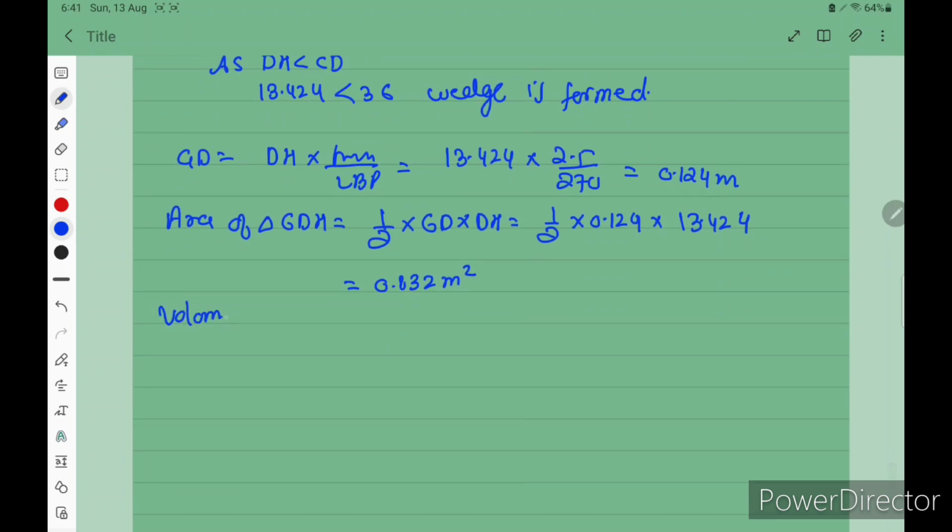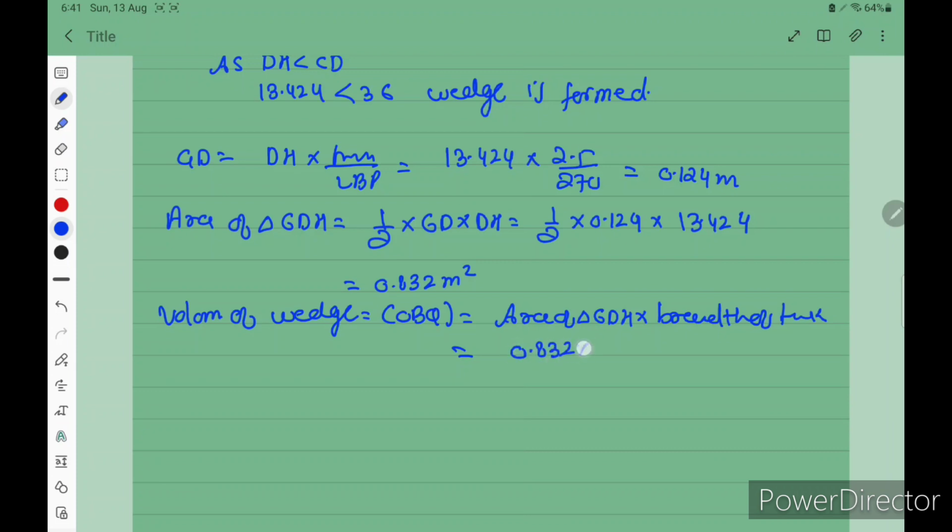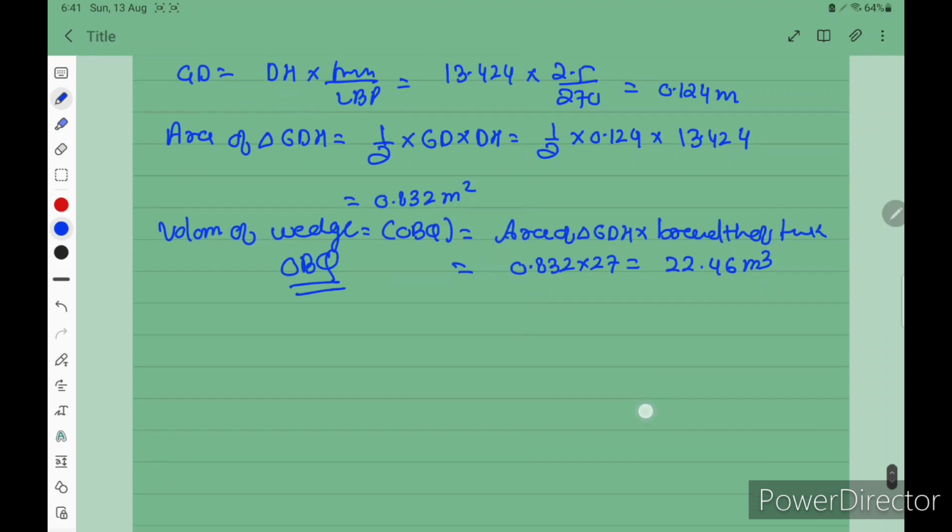So volume of wedge is calculated only in volume, not in mass. So OBQ is area of triangle GDH into breadth of the tank. So 0.832 into 27. So we get 22.46 meter cube onboard quantity. Now let's move to the next question.